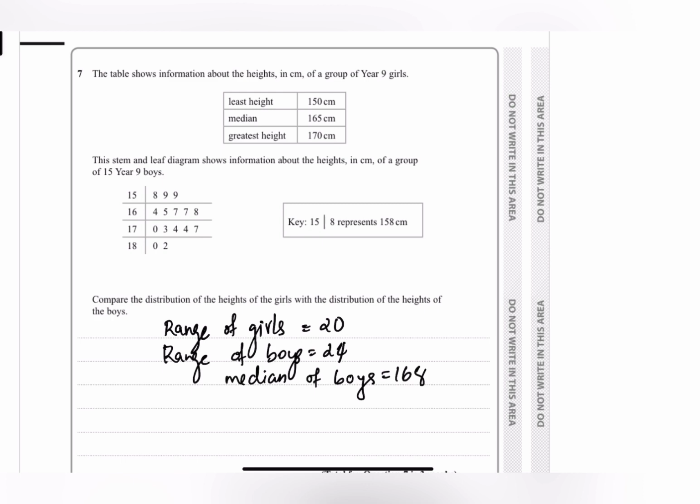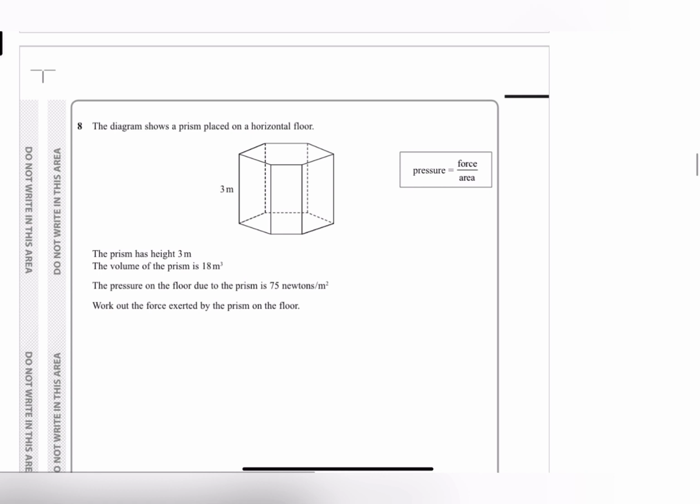Okay, next problem. The diagram shows a prism placed on a horizontal floor, and there's an equation given: pressure is force over area. The prism has a height of 3 meters and the volume of the prism is 18 meters cubed.